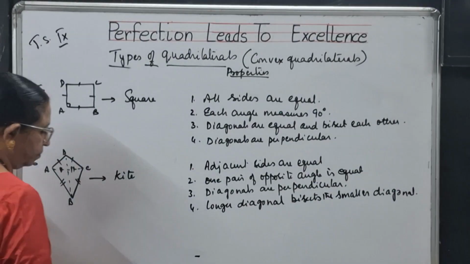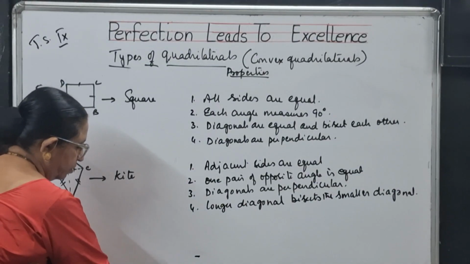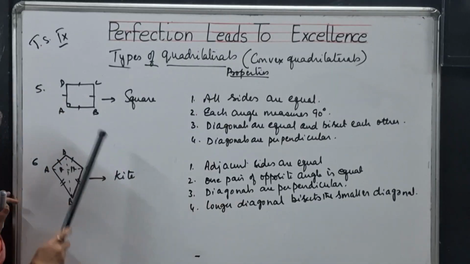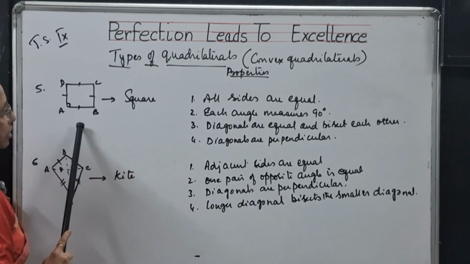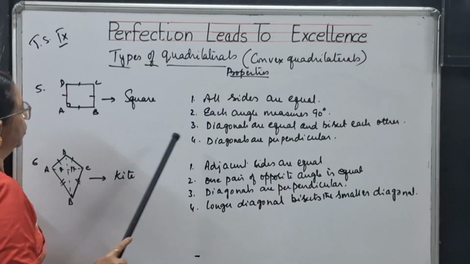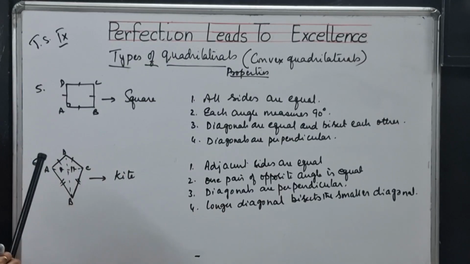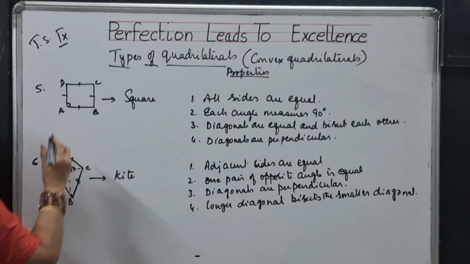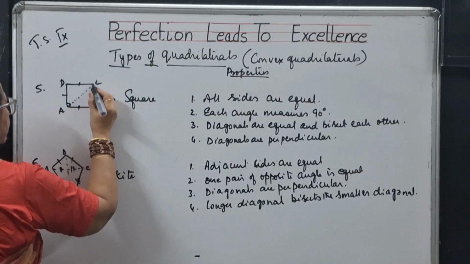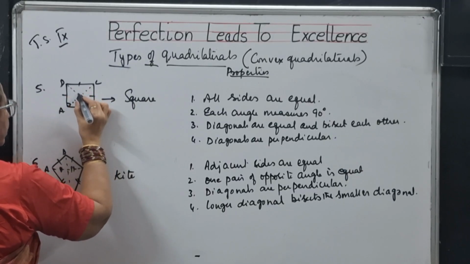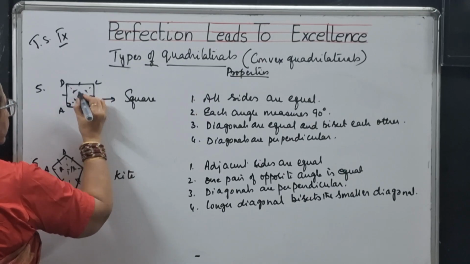Now, the other quadrilaterals, children. Square means all sides are equal. Each angle measures 90 degrees. Diagonals are equal and bisect each other. I forgot to draw the diagonals, children. So these diagonals are equal and bisect each other.